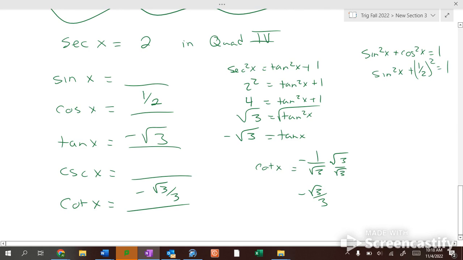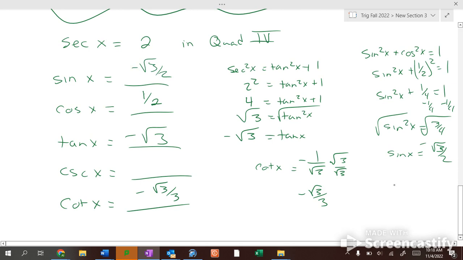So we replace cosine squared with 1/4, because that's what it was over here. What's 1/2 squared? 1/4. Thank you. If we subtract 1/4 from each side, sine squared of x equals 3/4. If we take the square root of each side, sine of x is the square root of 3 over 2. When we're in quadrant 4, we are negative.